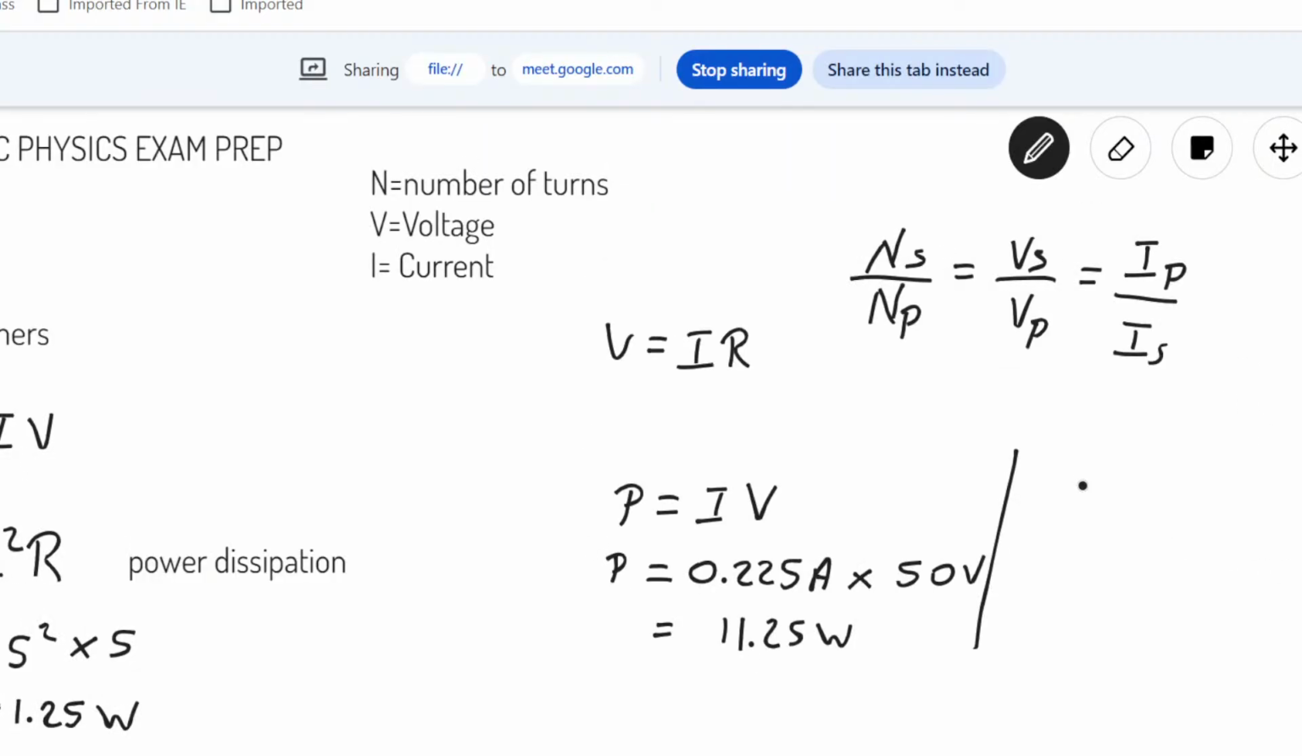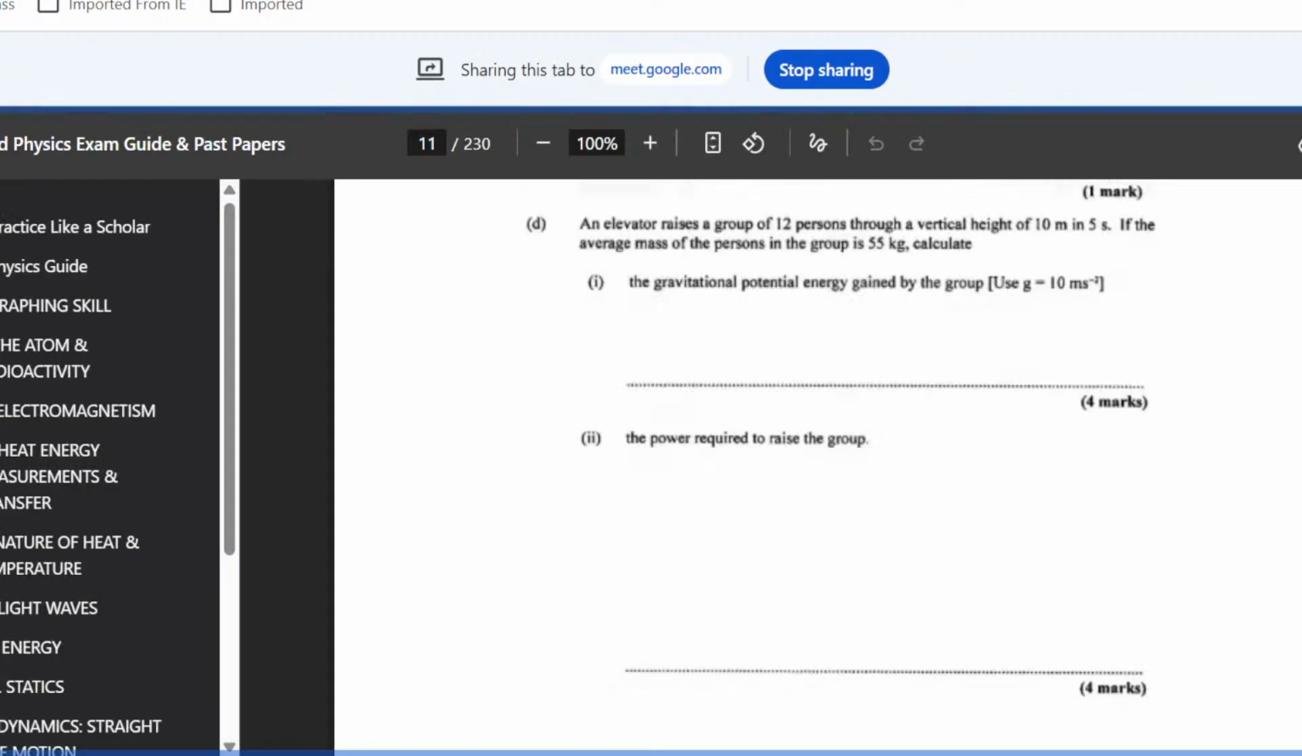I got 66,000. That's what I got as well. 66,000 joules. Okay, alright, so that's the potential energy.